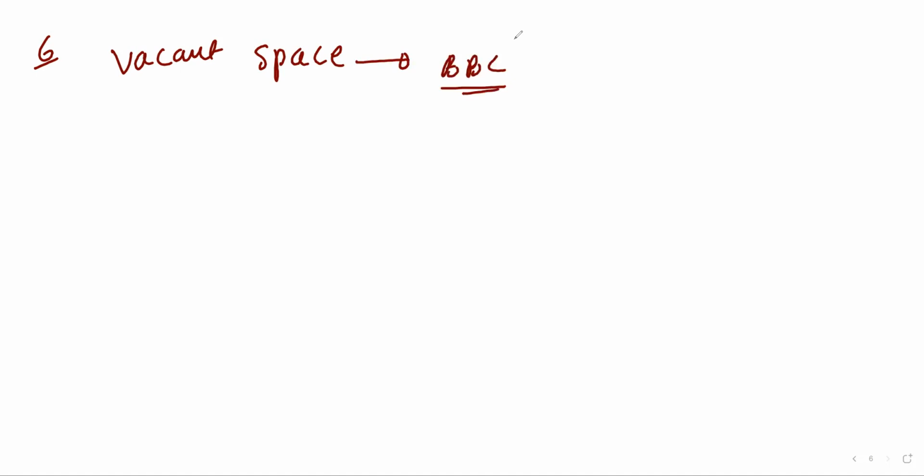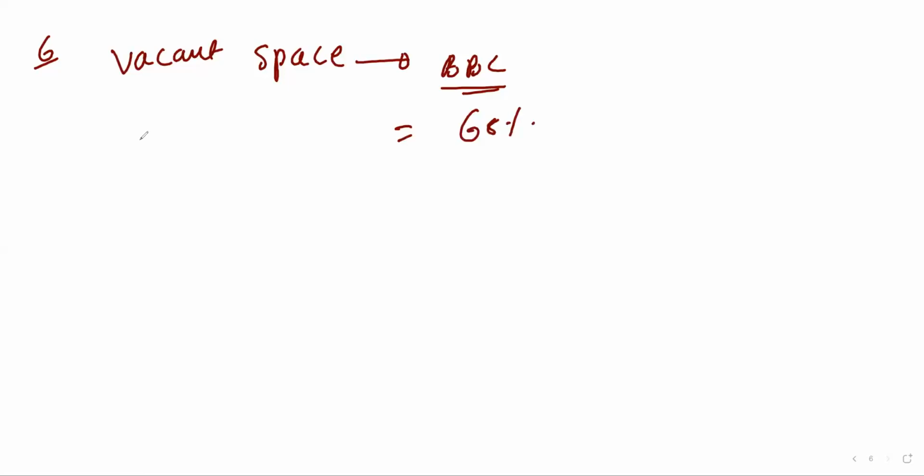Now see the next sum, question number 6. It is asking about vacant space in BCC. So it is a direct based question. Vacant orbital or vacant space in BCC, body centered cubic unit cell. Right. So see, for BCC packing efficiency is 68%.